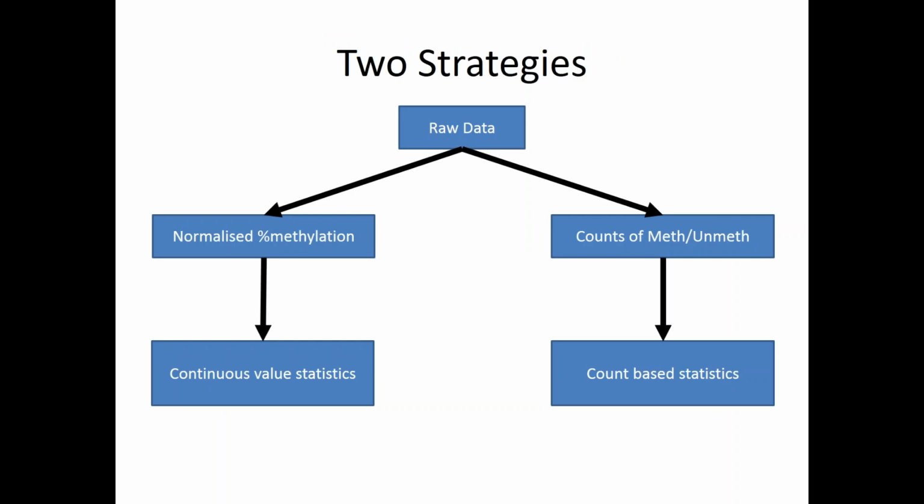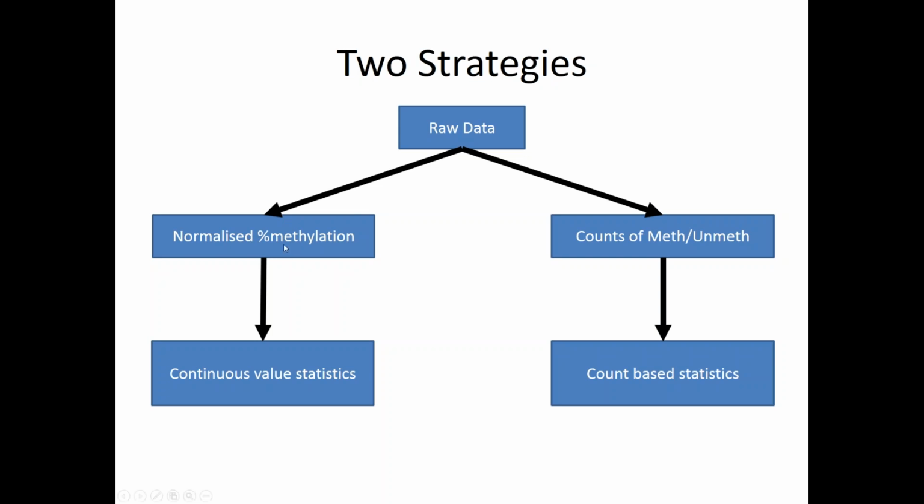There are two main strategies that you can apply to do differential methylation statistics. Starting from your raw data, you can either go down the line of quantitating percentage methylation values and then doing continuous statistics on the quantitated values. That doesn't give you an awful lot of power in your data because you're reducing each measurement down to just a single number. And we've already talked about the fact that there are problems because the noise associated with those values is not constant across your data.